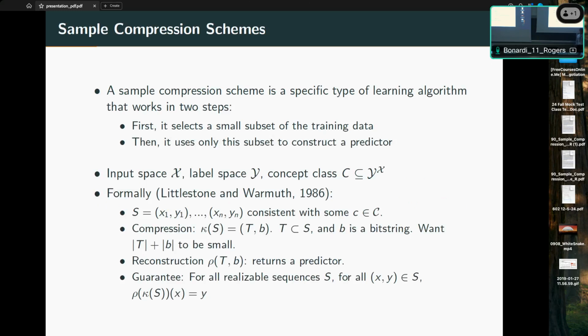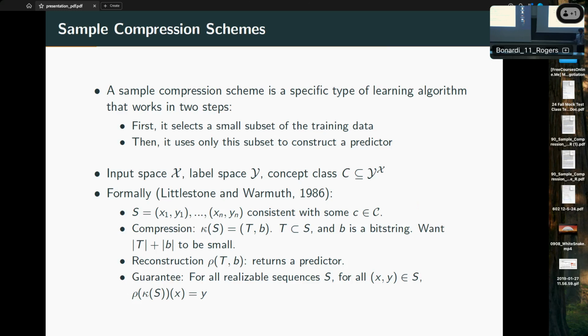Right. So the setting is you have an input space X, a label space Y, and a concept class. And given a data set of n points from your space, x1, y1 to xn, yn, consistent with some concept C, you have a compression function and a reconstruction function, right? The compression takes your data set sequence and makes it into a subsequence, and you can also have additional bits, and you want the total size of the compressed output to be small. And the reconstruction takes the subsequence and bits and returns a predictor.